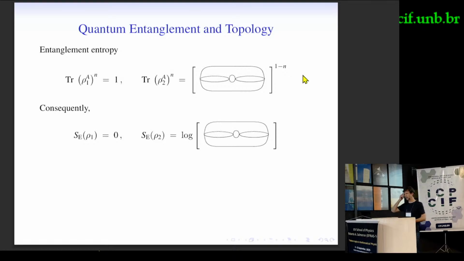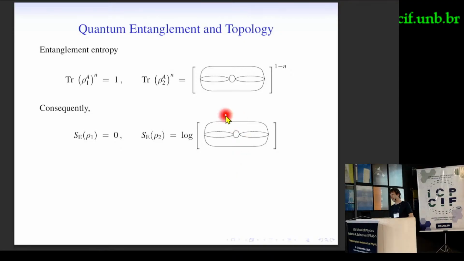And then I do analytical continuation. I can either compute, divide by 1 minus n and take the limit n going to 1, or I can compute the derivative. So in the first case, of course, the result is 0. The state was separable. In the second case, the entropy is the log of the donut. And the donut, as we learned, is a trace of the identity matrix.